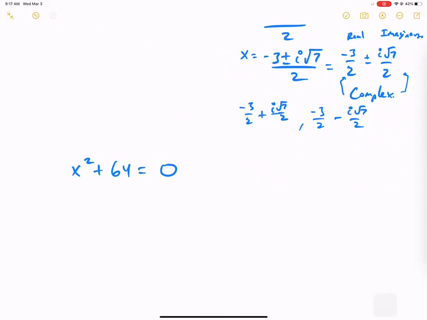I want you guys to think if it's possible. Now, I want you guys to realize this. First thing I want you guys to come up with is x squared, to cancel out a plus 64, don't we need a negative 64 to make this go to 0? To cancel out a plus 64, we need a negative 64, right? But will x squared ever become negative 64? Can x squared ever become negative 64?